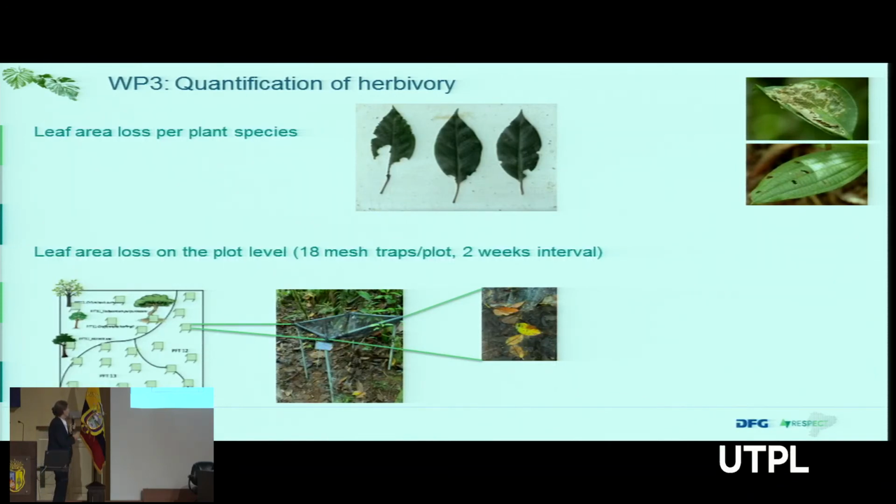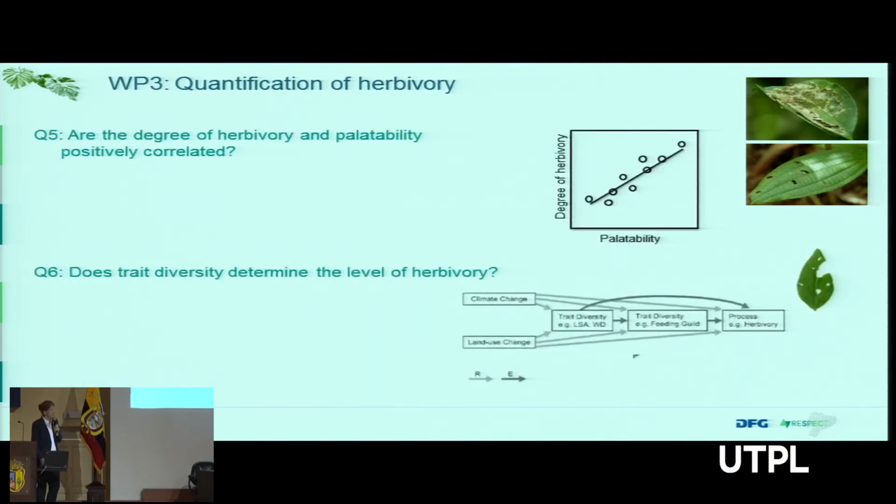And then we are currently using the same mesh traps you have seen already by Diana to determine the leaf area loss, as Jürgen has shown you before, over a whole year, a whole phenological cycle, on a biweekly sampling in all the forest plots to see the leaf area loss on the community level, which will give us insights into how this is related maybe to abiotic factors and also to plant identity and traits. For these two questions, I cannot present any preliminary data, but we aim to provide this in the next year.